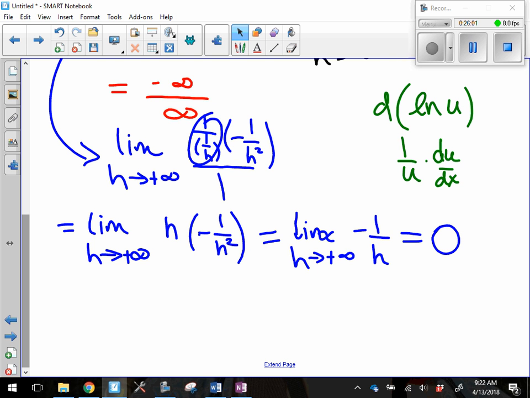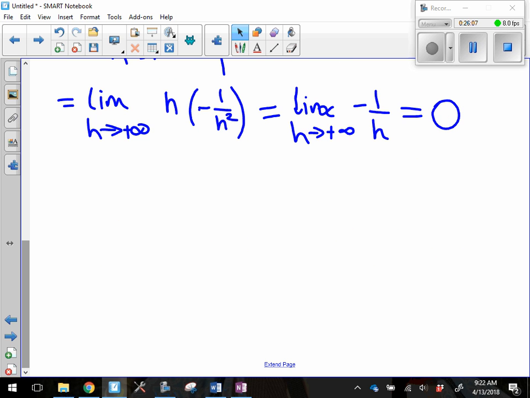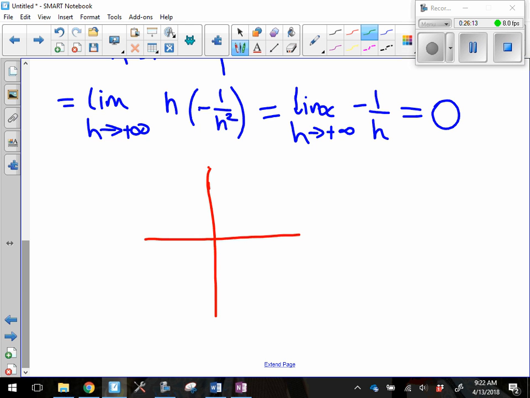And does it agree with what you get when you graph it? I believe that when you graph it, you get something that looks like this. And this is 1. Is that what you get?